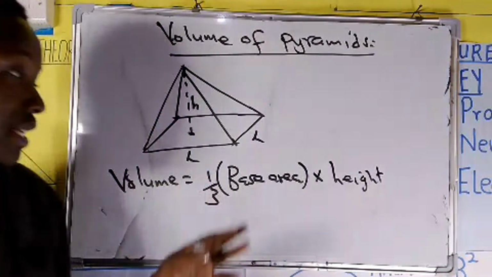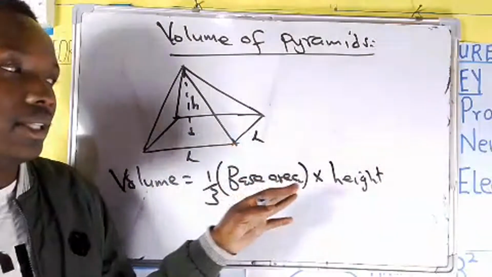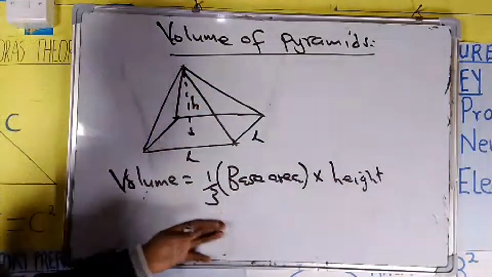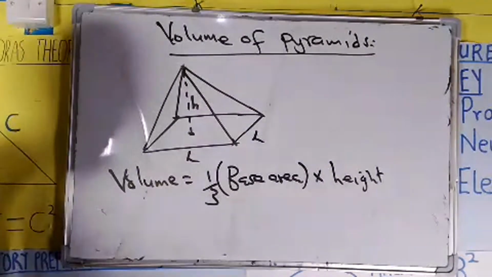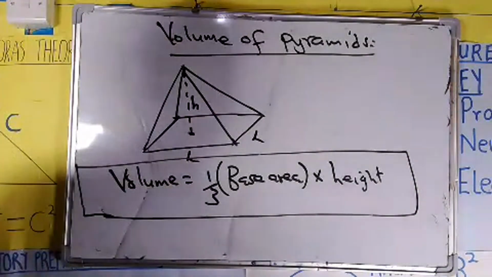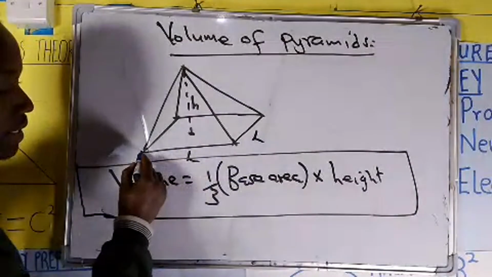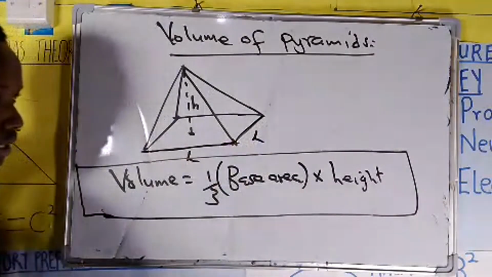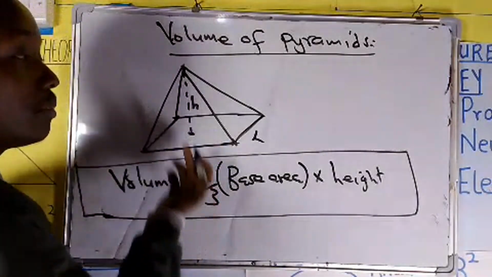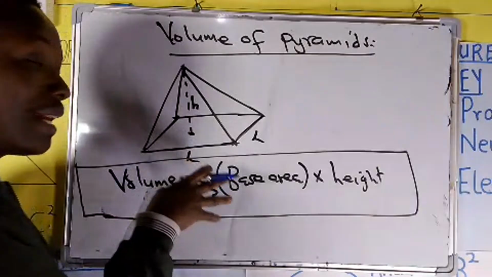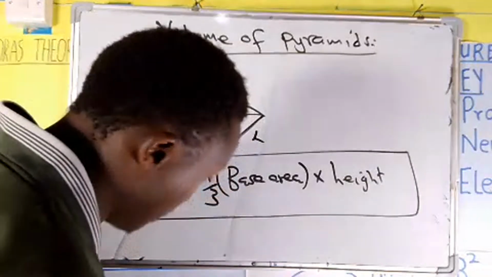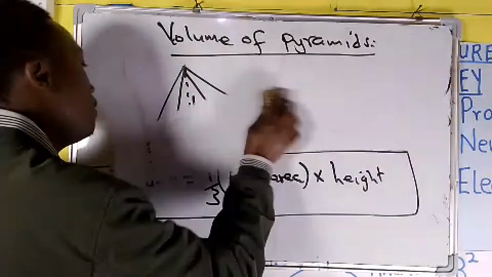When we were finding the surface area, we used the slant height. But in this case, we are using the perpendicular height from the center to the top. So don't forget the formula of finding the volume of a pyramid. If the base is a square, the base area is side times side. If the base is a triangle, you will find the area of the triangle, then multiply by the height. If the base is a rectangle, you will use length times width, then times the height. That is it. So let us have an example.